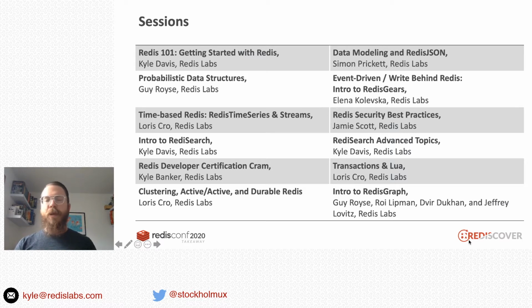Jamie Scott, another of my colleagues, is going to be talking about Redis security best practices. And if you've been paying attention, Redis 6 was perhaps the largest release in Redis history. And part of that huge part of the release was all the security features that come along with Redis 6. So Jamie will give you an overview of the best practices in Redis in general, and then also how to start implementing those new features that are available in Redis 6 and Redis 6 Enterprise.